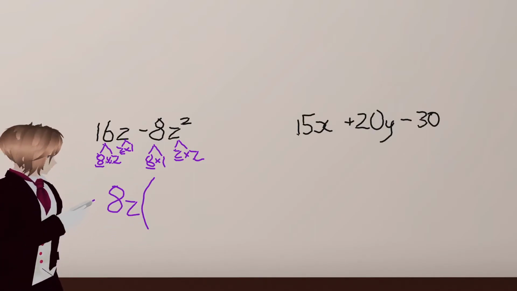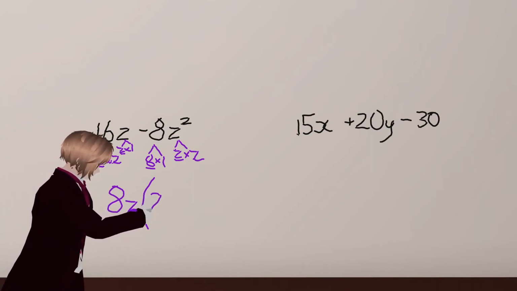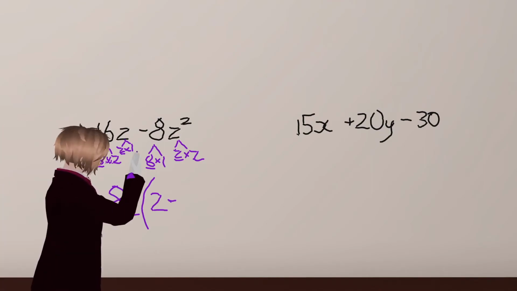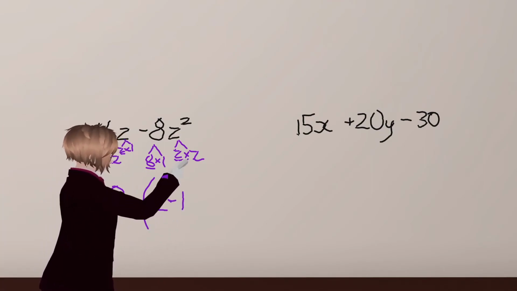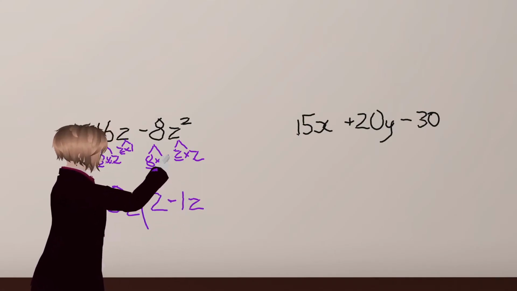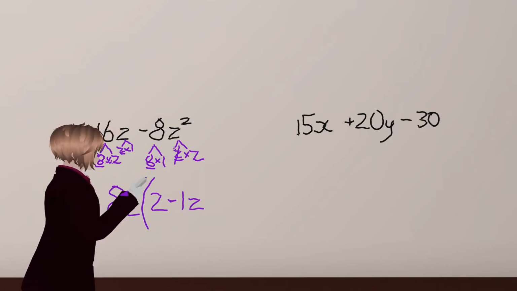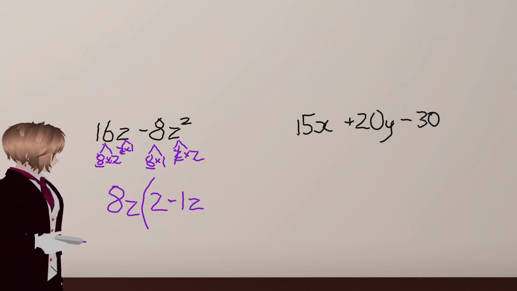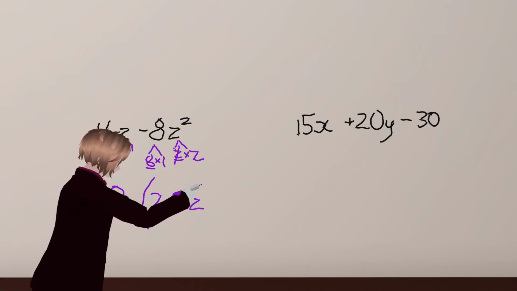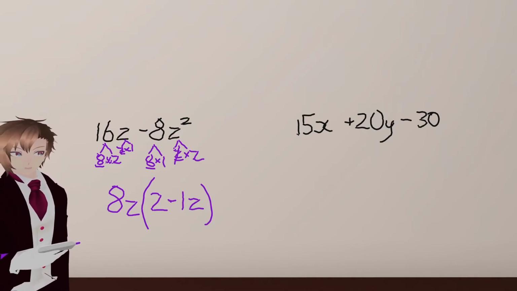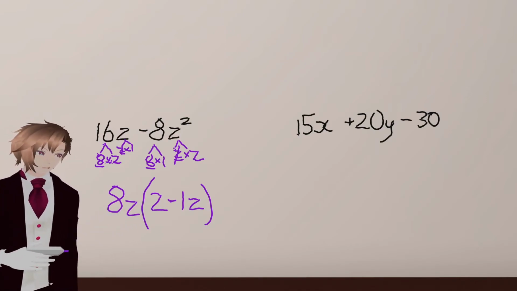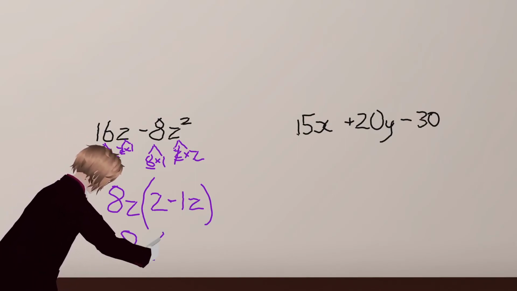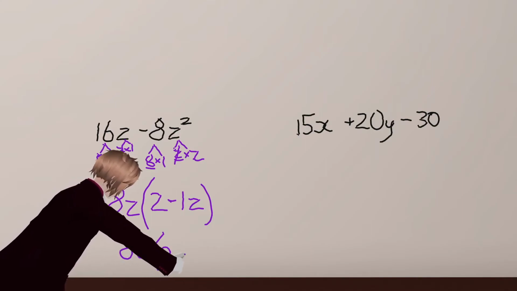Now what are we left with? We're left with a 2, a 1, so we don't need to write anything there. Take away 1 z. Because we took out this z here, so we don't need it anymore. And we took out this z, so we don't need it anymore. Now, to simplify this a little bit more, we don't need to write this 1 here. So we could rewrite this as 8z, 2 minus z.